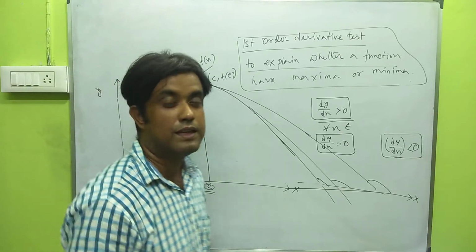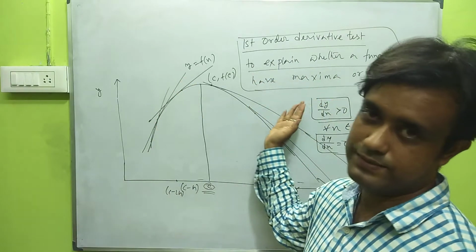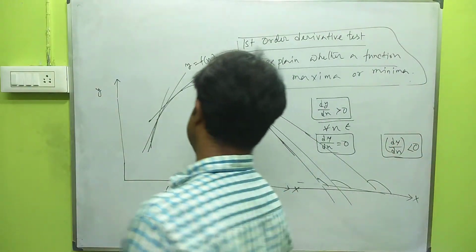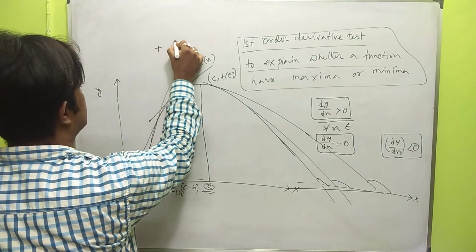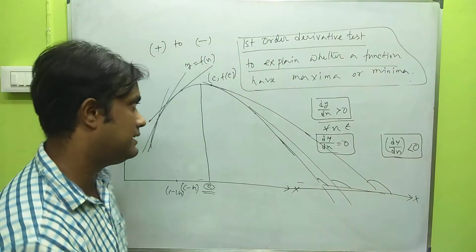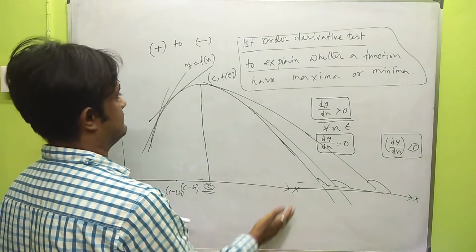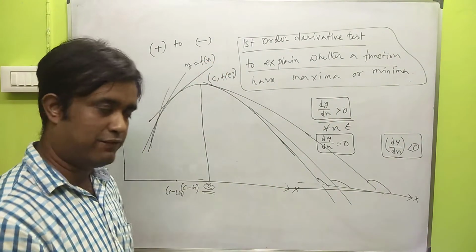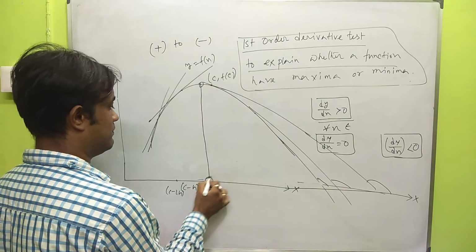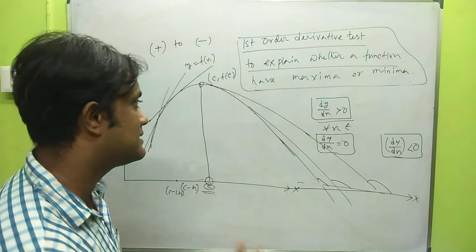So if the derivative of a function changes from the left side to the right side of a given point from plus to minus, that is, the sign change of dy by dx from left to right is plus to minus, then the function attains a maximum value at that given point. So at the point C, the function has a maximum value.